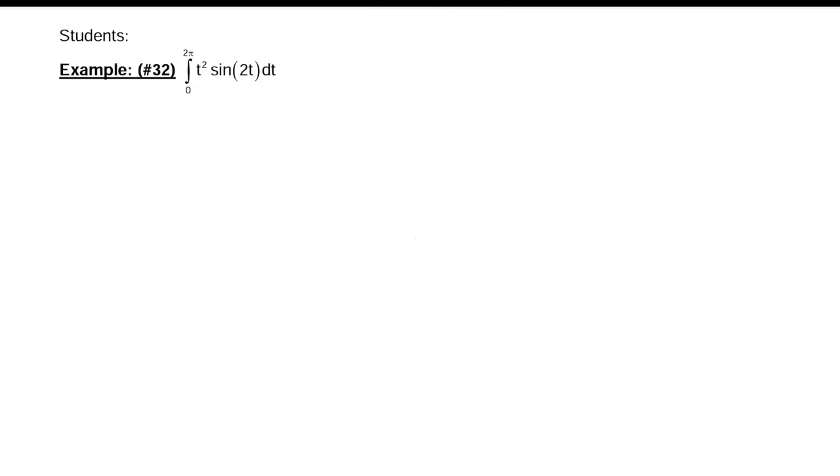And let's try number 32. It is a definite integral, so we will evaluate when we're done. But also notice this is t squared times sine 2t. So let's go with our tabular integration method. Please pause the video, try tabular integration, and finish the problem, and then turn the video back on to check your answer.